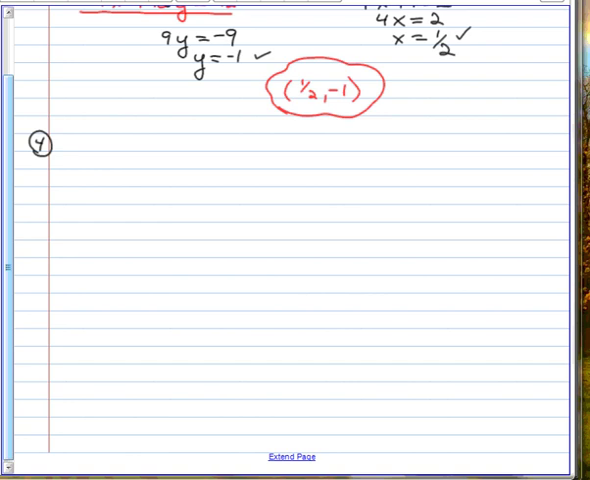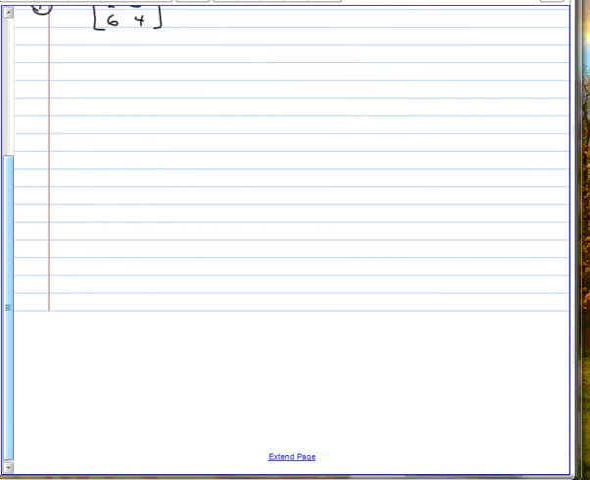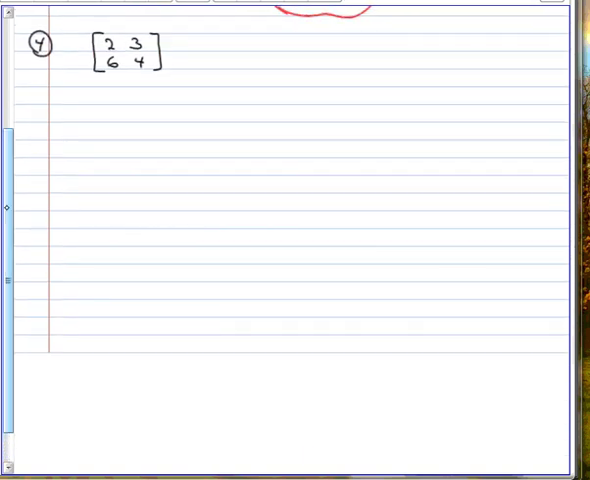Find the inverse of this matrix 2, 3, 6, 4. Then show how to use matrix multiplication to support your result. All right, so here's the first thing that's maybe a reminder of something newer, at least. In order to find an inverse of a matrix, we'll say this is our matrix A.